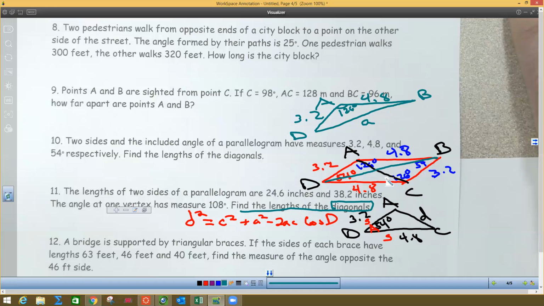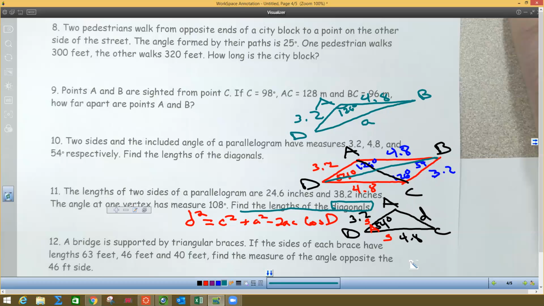Okay, diagonals are segments that join non-adjacent vertices. That is the definition you're supposed to have learned in geometry. I don't know how many of you learned it, but that's what you're supposed to learn. So when you get this little a, that's one diagonal. When you get this little d, that's the other diagonal.